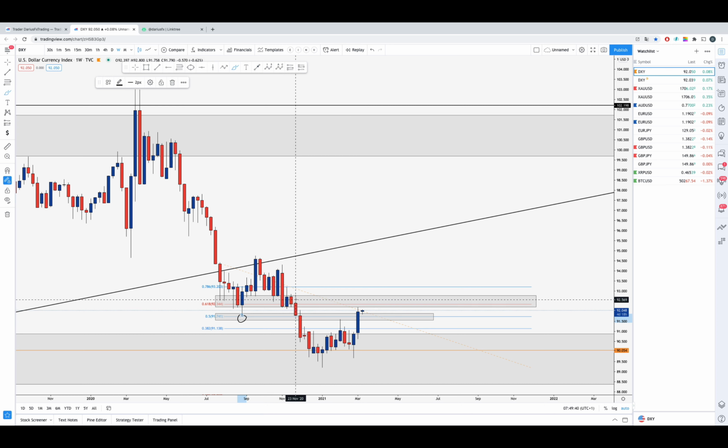So previous support, we broke through it. Right now we're testing it as resistance, and retail traders expect from here the movement to the downside. But what happened is that the market is currently still bullish, still didn't give us the movement to the downside, and it will still go up higher to hit the 0.618, and then afterwards give us a nice move to the downside. This is going to happen, and this is because the smart money traders are currently collecting the liquidity for the move to the downside.